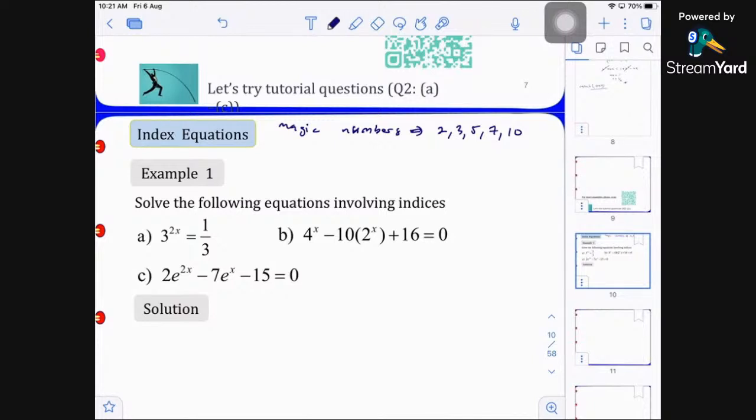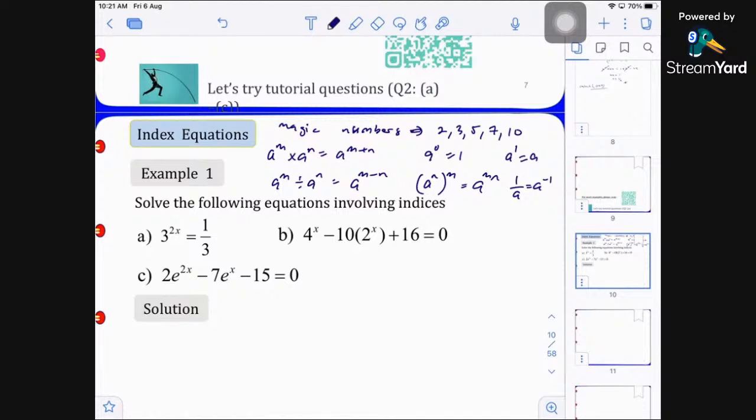Now the next part here is, after we use the magic numbers, we should know the indices rules. So a power of m times a power of n is a power of m plus n. A power of m divided by a power of n is a power of m minus n. A power of 0 is 1. A power of m, to the power of n, is a power of mn. These are the most basic rules which you should know. Of course, a power of 1 is a, and 1 over a is a power of negative 1. All of you should know these rules.